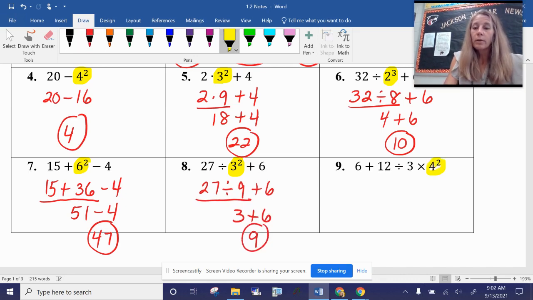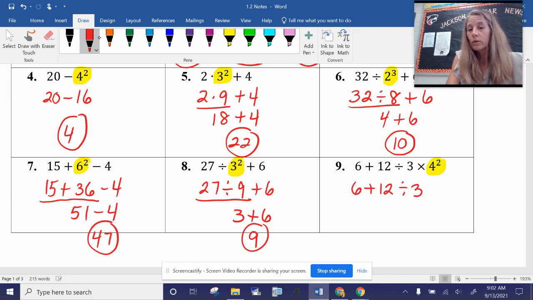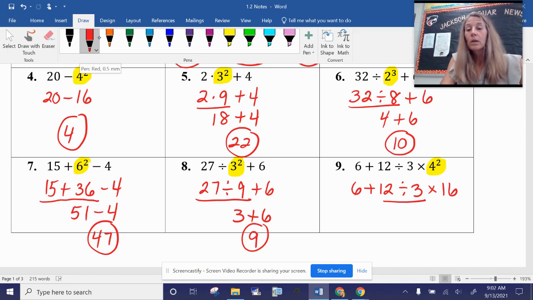Then our last problem here, we have the 4 squared as my exponent. So 4 squared is 16. Now I have an addition, a division, and a multiplication. So the addition is going to wait till the end. I'm going to start with my division because that comes first when I go left to right. So 12 divided by 3 is 4.